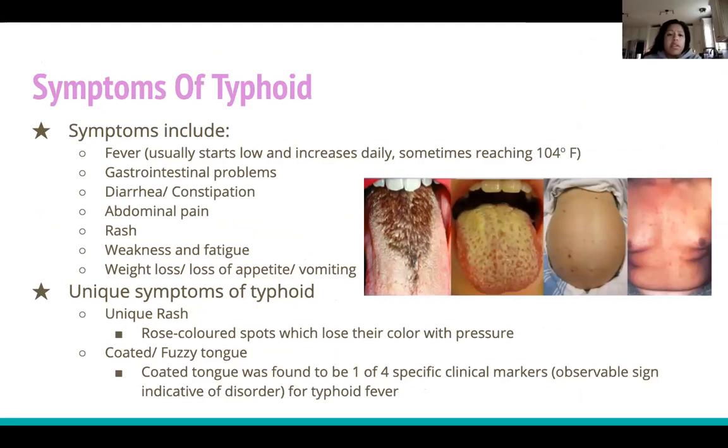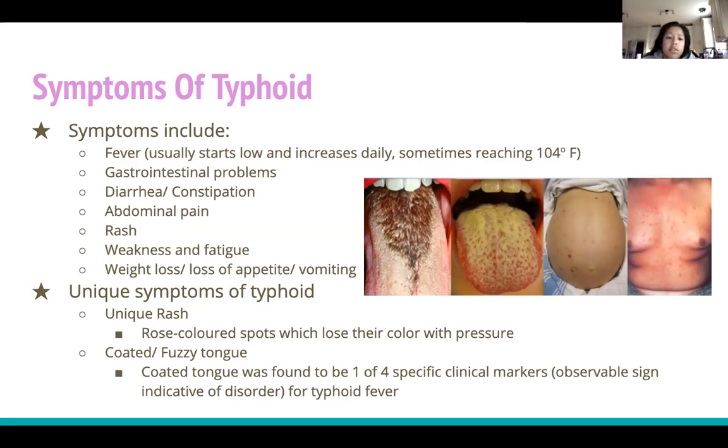Some of the symptoms of typhoid include fever. Usually the fever will start low, and as it progresses, it can sometimes reach around 104 degrees. Other symptoms are gastrointestinal problems, diarrhea and constipation, abdominal pain, rash, weakness, and fatigue. It often does lead to weight loss, loss of appetite, and vomiting.